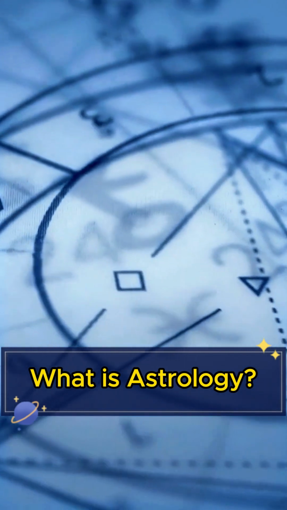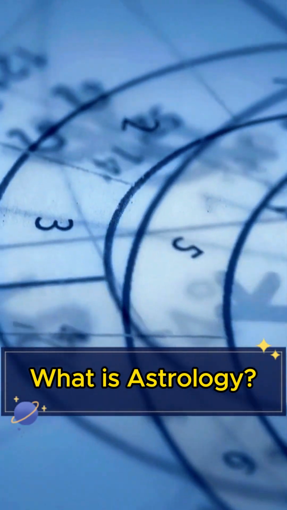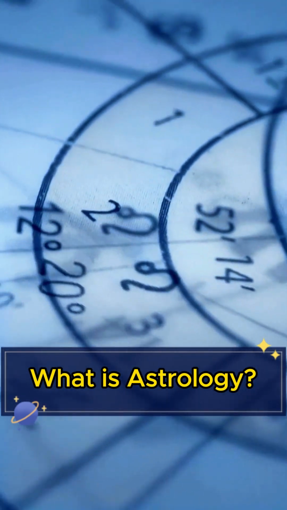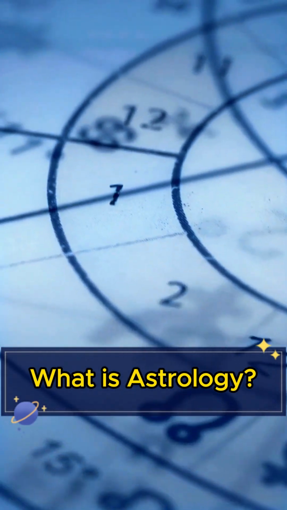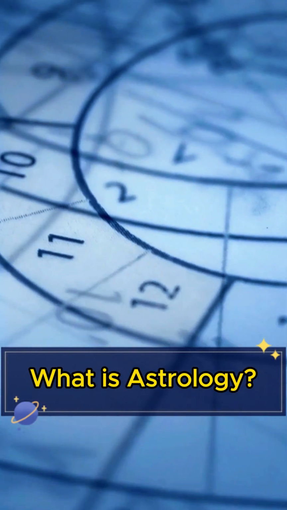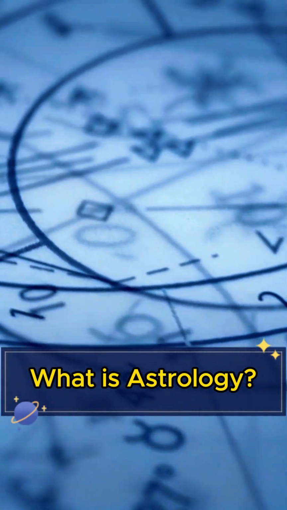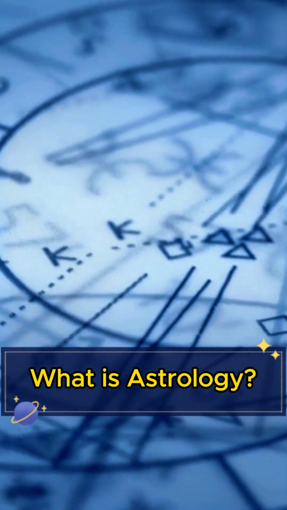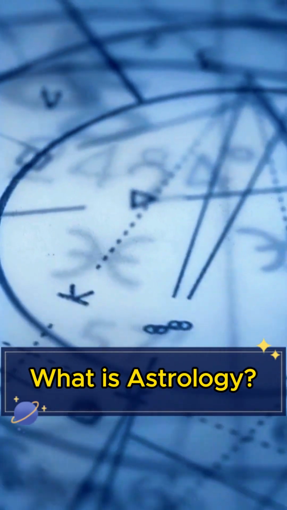First, what is astrology anyway? Here's a simple definition. Astrology is a study of how celestial bodies' movements in the solar system influence people on Earth. There are many astrology systems, but the most popular one is the 12 zodiac signs.